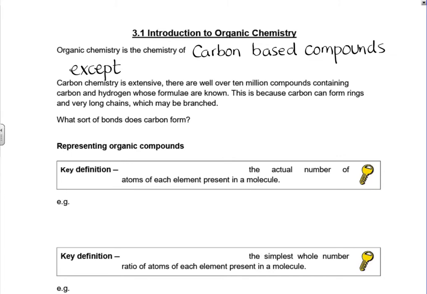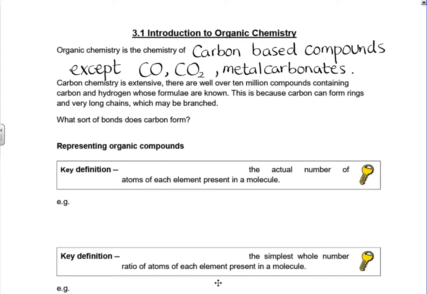So we're looking at carbon-based compounds except things like carbon monoxide, carbon dioxide, metal carbonates like sodium carbonate. These are non-organic ones, and things like diamond and graphite as well.